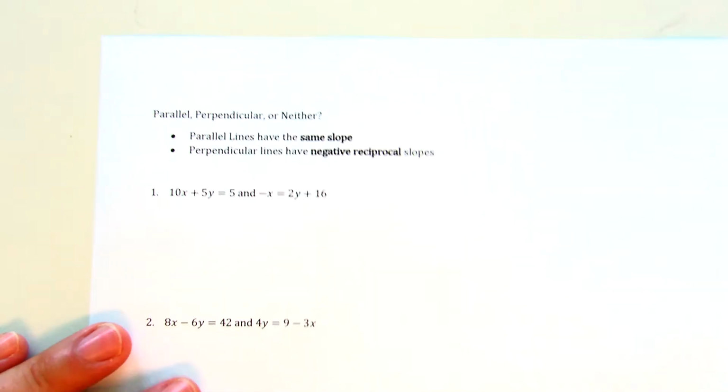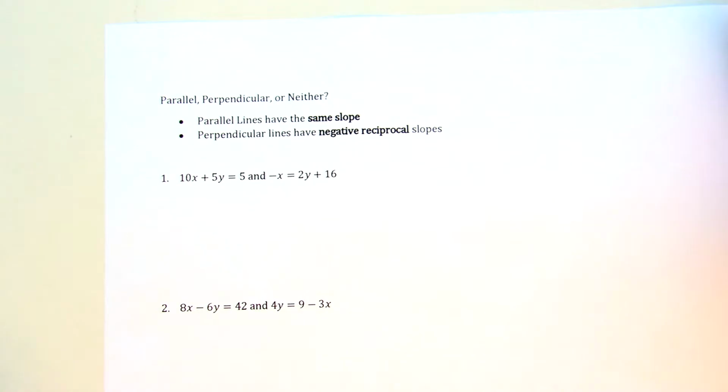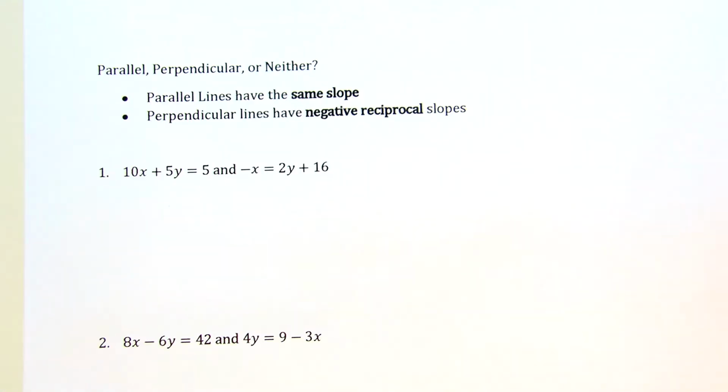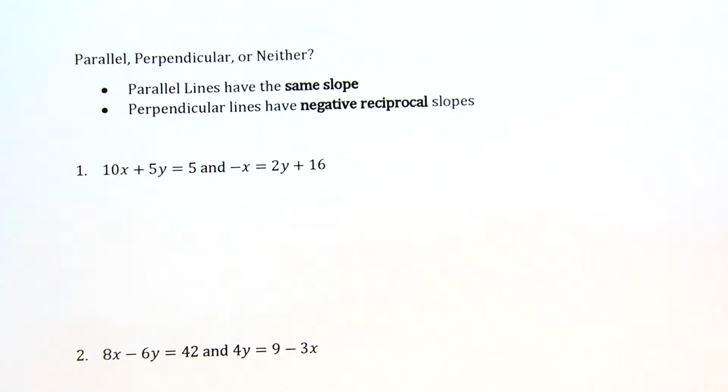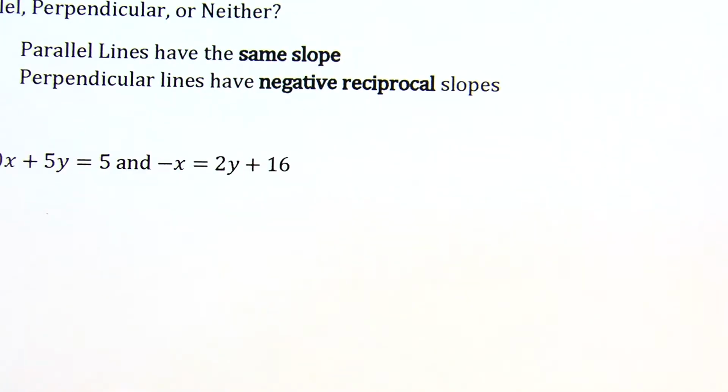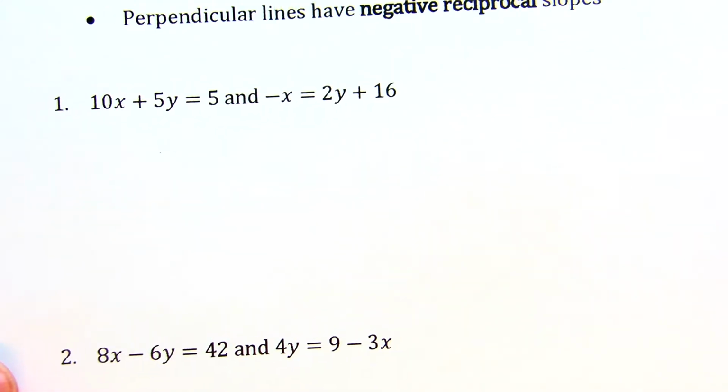Alright, in this video we're going to look at how to figure out whether two lines are parallel, perpendicular, or neither. The key thing to remember is that parallel lines have the same slope. Perpendicular lines have negative reciprocal slopes. And if they don't have either, then they're not parallel and they're not perpendicular.